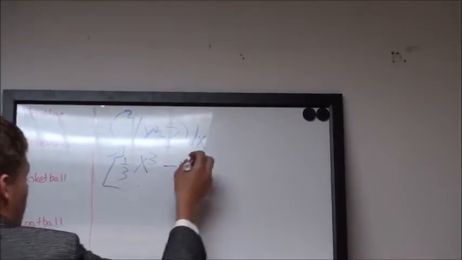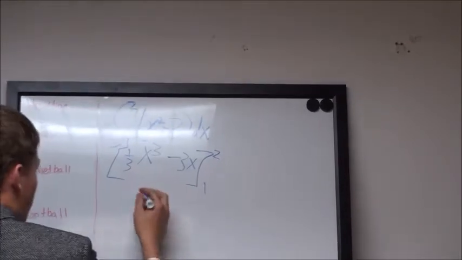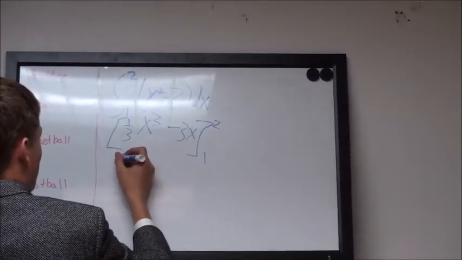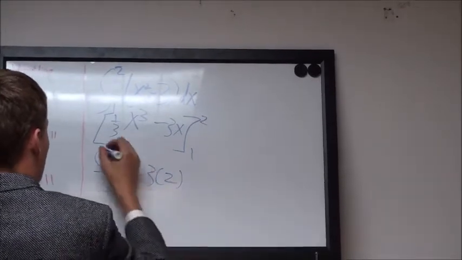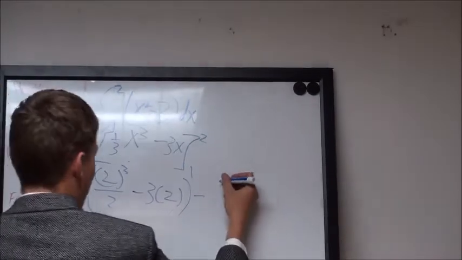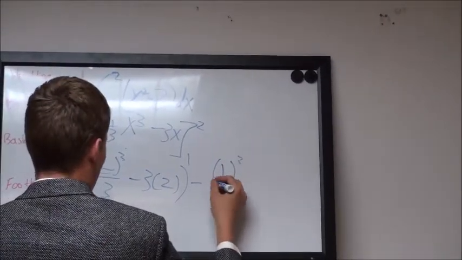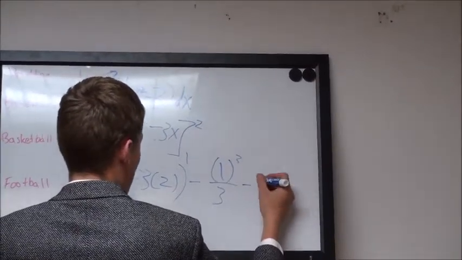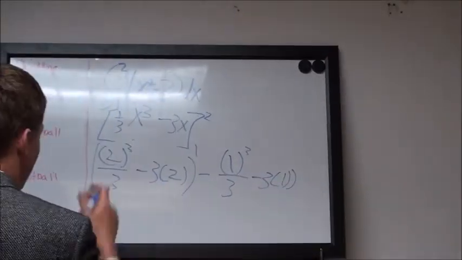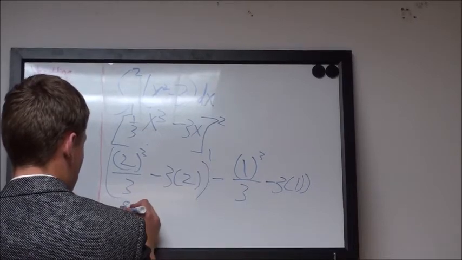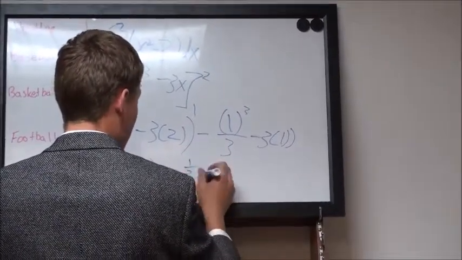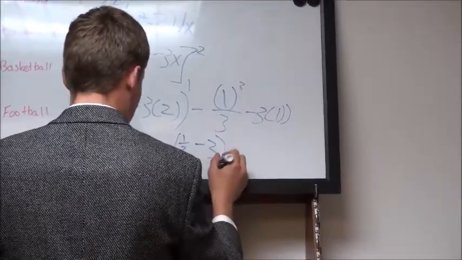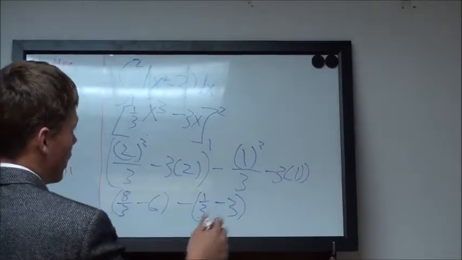And then that's all in these parentheses that you gotta plug in the 2 and the 1. So first on this side you have the 2 to the third over 3 minus 3 times 2. And then this is all subtracted from the same thing, only with the 1. So the 1 to the third over 3 minus 3 times 1. Once you do that, you get 8 over 3 minus 6, minus 1 over 3 minus 3. And then once you simplify that, that would theoretically give you the area under the curve, which would be the area underneath Kirk's throw. And I'm done with the problem.